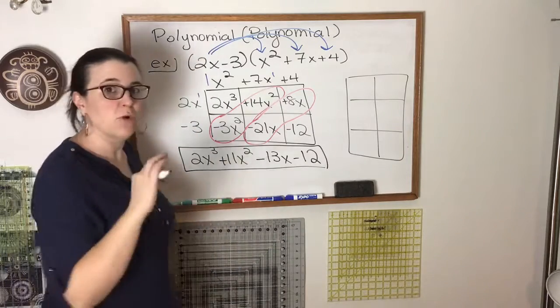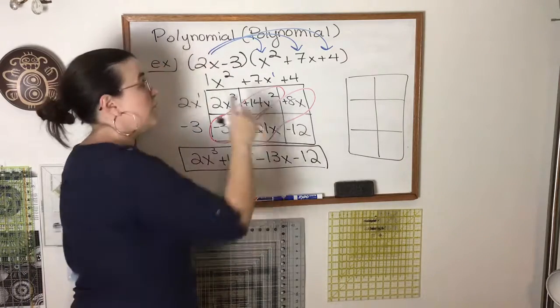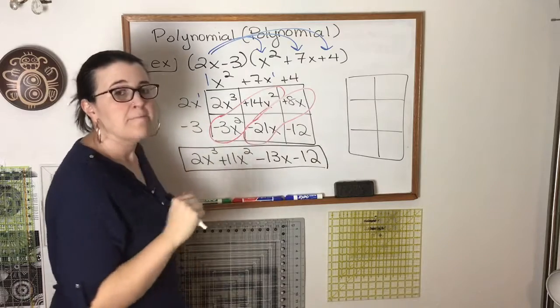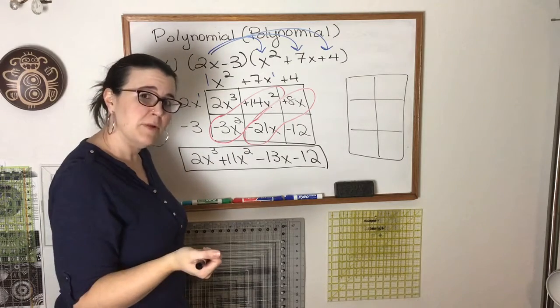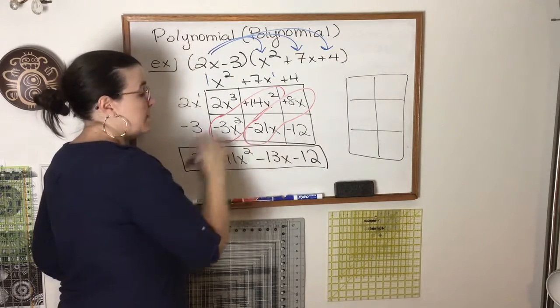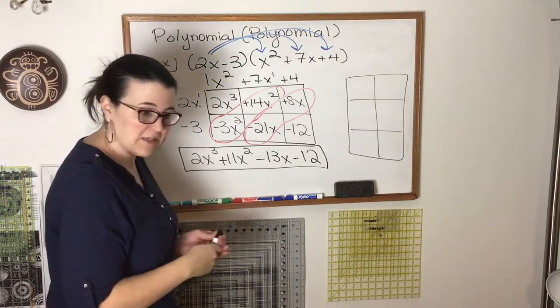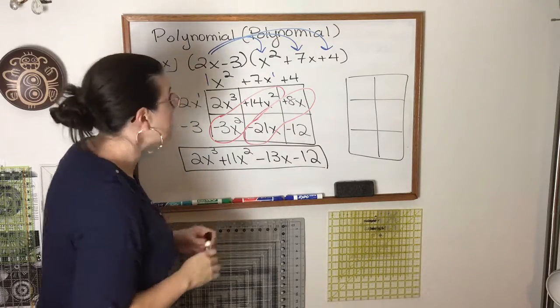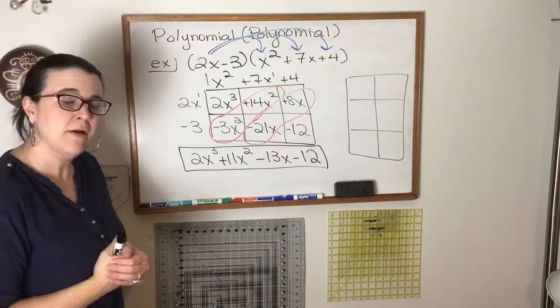Now, like I said, you will get the exact same answer if you distribute. So if you like distribution, do that. I just recommend box method for multiplying like this because you'll always keep your pieces in an organized fashion. All right, so this is polynomial times polynomial.